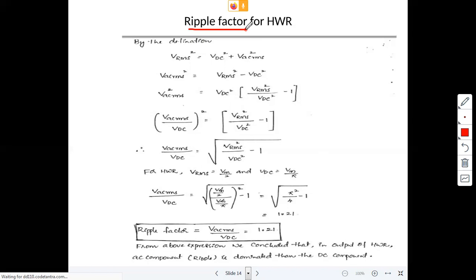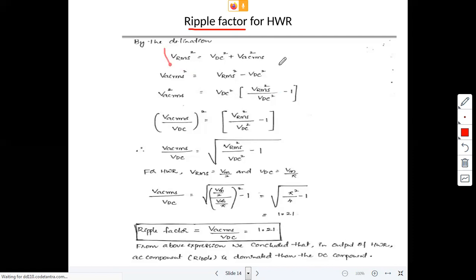Okay, generally a rectifier converts AC into DC. That means the output should contain only DC content, but it is not a perfect rectifier. It converts only single cycles. So that's why some AC component consists in the output along with the DC component. We are calculating how much AC component is available in the output signal, that is the ripple factor. Okay.